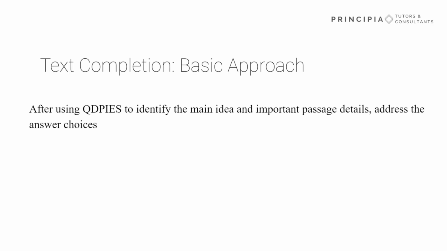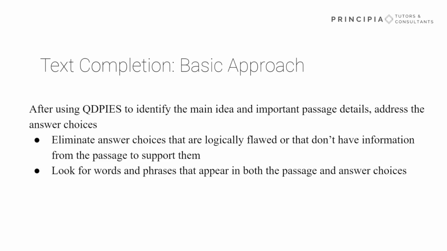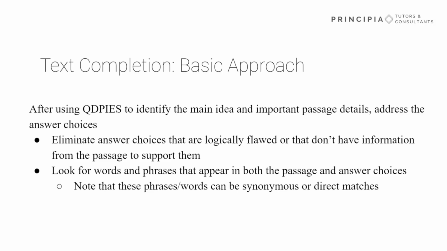And so, after you apply your QDPIES strategy to identify the main idea and supporting details, this is when you want to look at your answer choices closely. Eliminate anything that's logically flawed or doesn't have information to support it from the passage. Look for words and phrases that appear both in the passage and answer choices. These are ones that you'll want to scrutinize further, at least hold off eliminating until you've ruled out other less viable answer choices. It's important to note that they can be synonymous. They don't have to be direct repeats of one another.